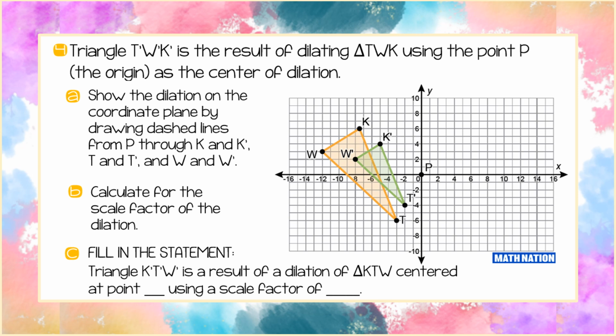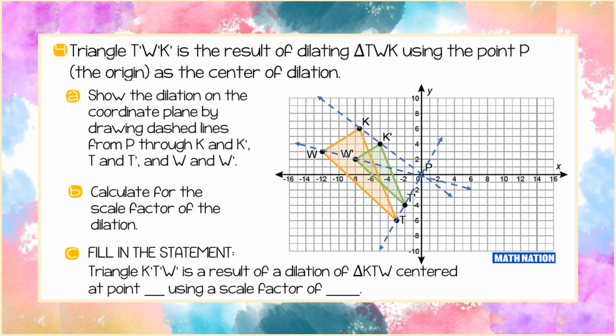It's the result of dilating triangle TWK using the point P, which is the origin, as a center of dilation. Show the dilation on the coordinate plane by drawing dashed lines. So through the K's and through the origin, through the T's and through the W's, and it does show that the center of dilation is P. There we go.